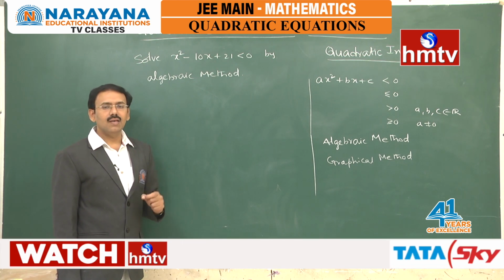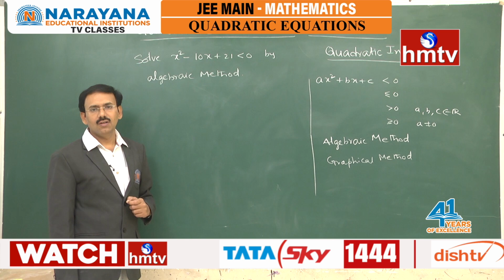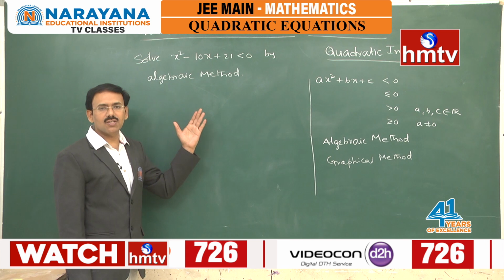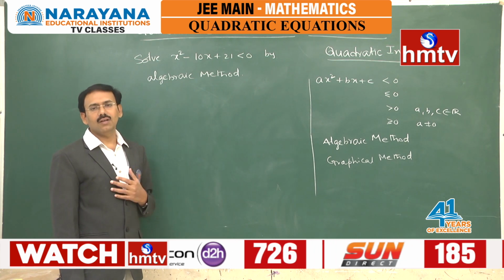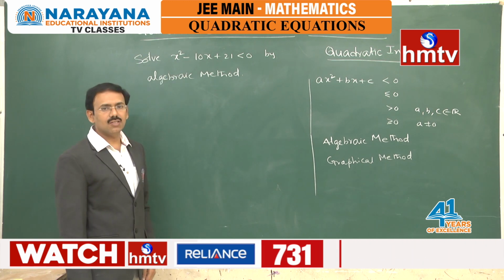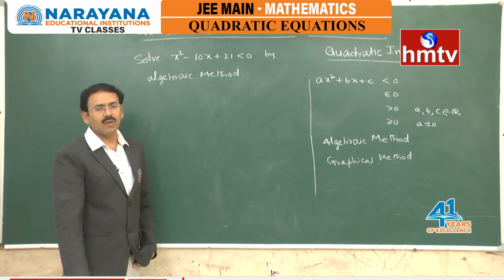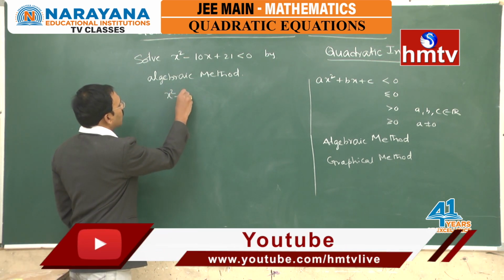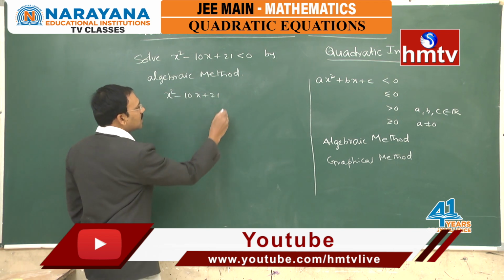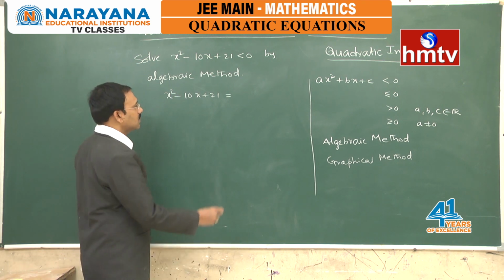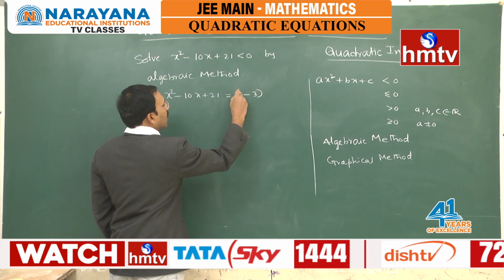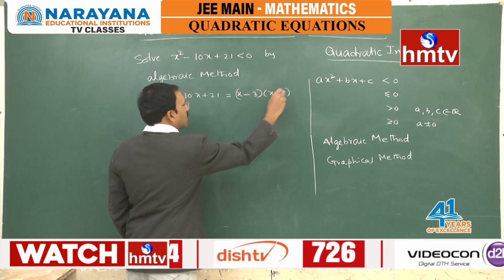What do you mean by solving an inequation? Finding the set of numbers which satisfy the given inequation is called solution of the inequation. Now, we need to find those x which satisfy this condition. For that, in algebraic method, you take up x² − 10x + 21, this expression. You just try to factorize this, since delta is positive for this, you will get it as (x − 3)(x − 7).